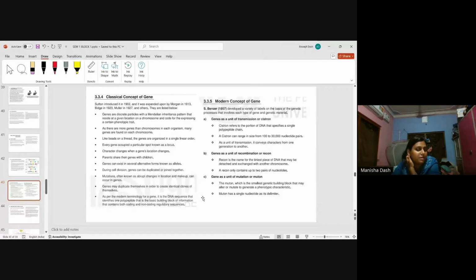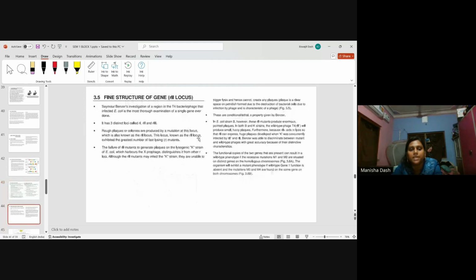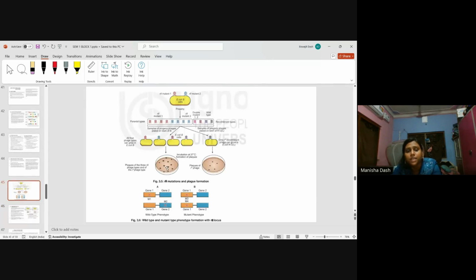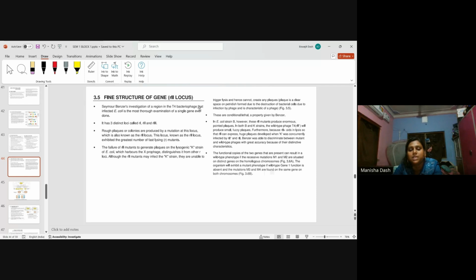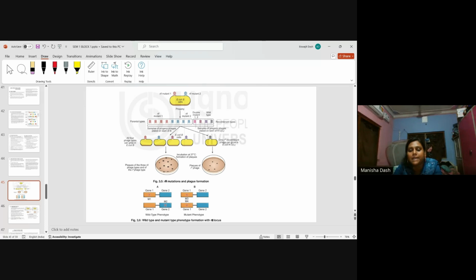Now, there was one scientist called Seymour Benzer who actually developed the concept of gene through his experiments with a bacteriophage and the ability of the bacteriophage to cause a plaque. Now, what is meant by plaque? Everyone knows what a bacteriophage is, right? A bacteriophage is actually a virus that infects and kills bacteria.